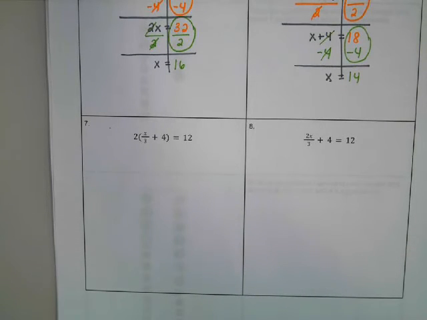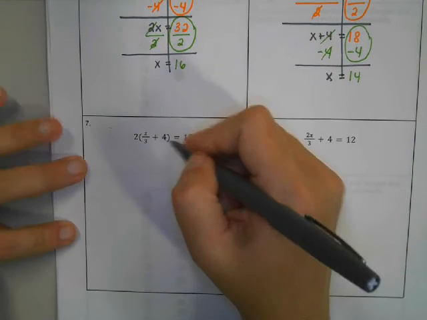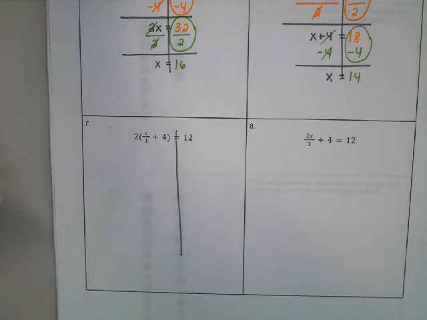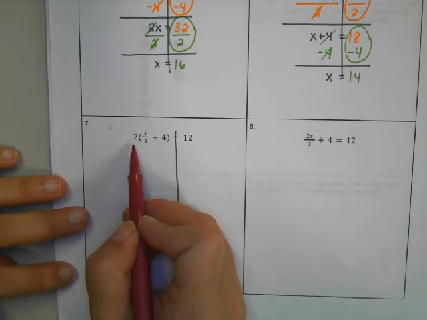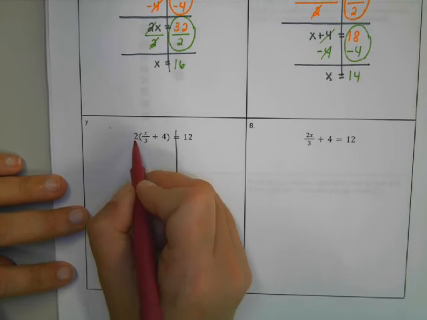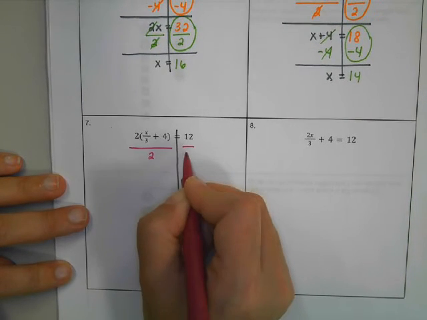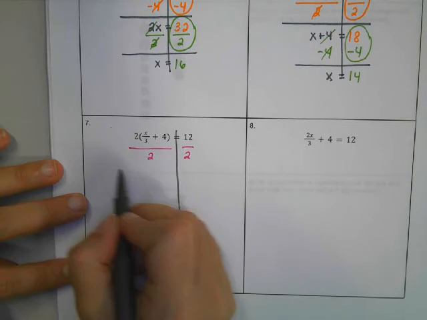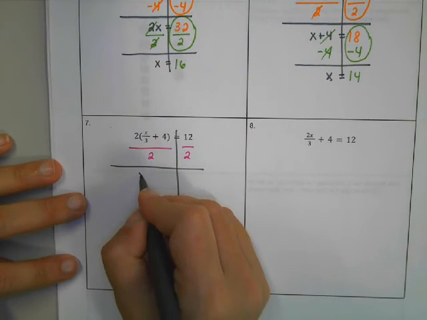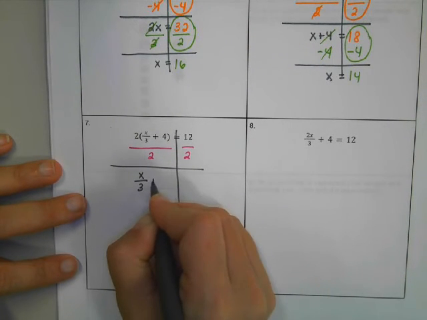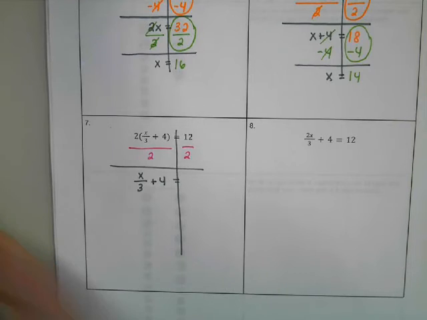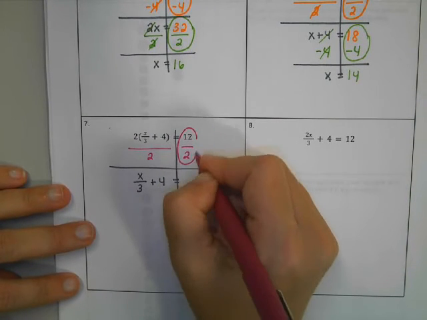Now number 7 also has very similar numbers to problems 5 and 6. It's just that they've been arranged in a different way, and so the solving is going to look a little bit different. In this problem, I don't have a big fraction. I actually have a big multiplication problem because the 2 is on the outside of the parentheses. So to undo multiplication, I'm just going to divide. Now when I do that, I'm going to drop down the x divided by 3 plus 4, and 12 divided by 2 is 6.